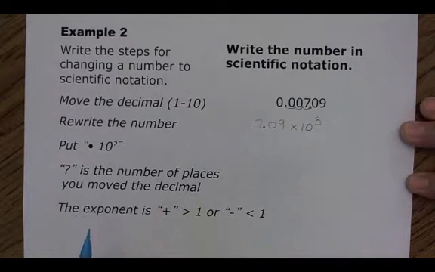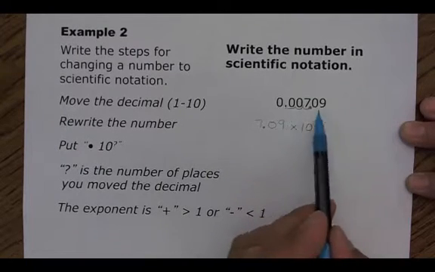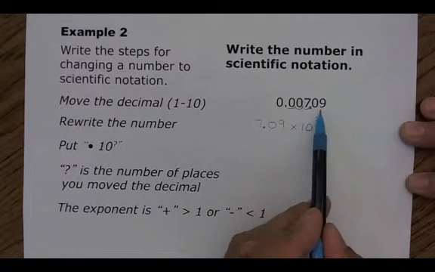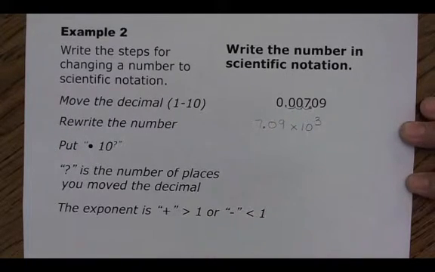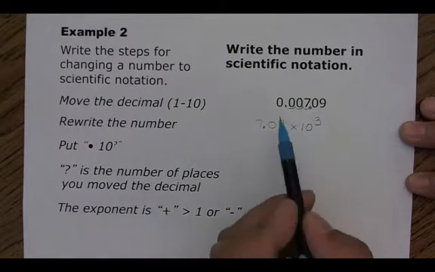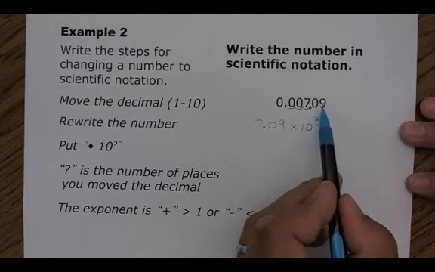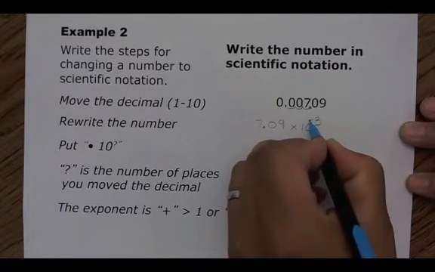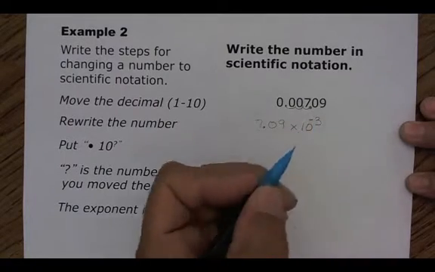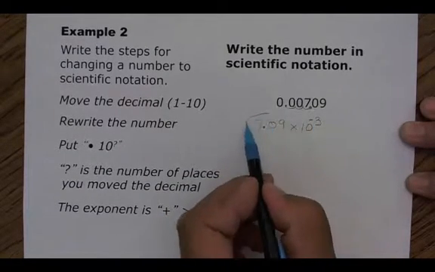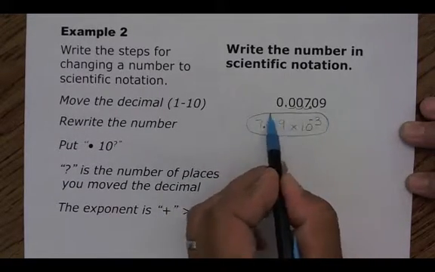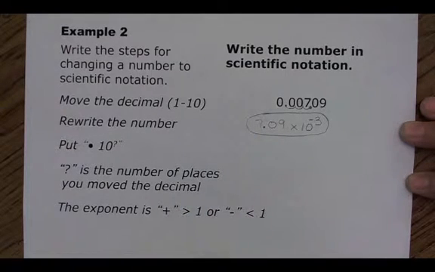It's going to be a positive number if the number I started with is larger than 1. And it's going to be a negative number if the number I started off with is less than 1. In this case, 0.00709 is less than 1. So it will be a -3. So my answer is 7.09 times 10 to the -3, and I'm going to circle my answer.